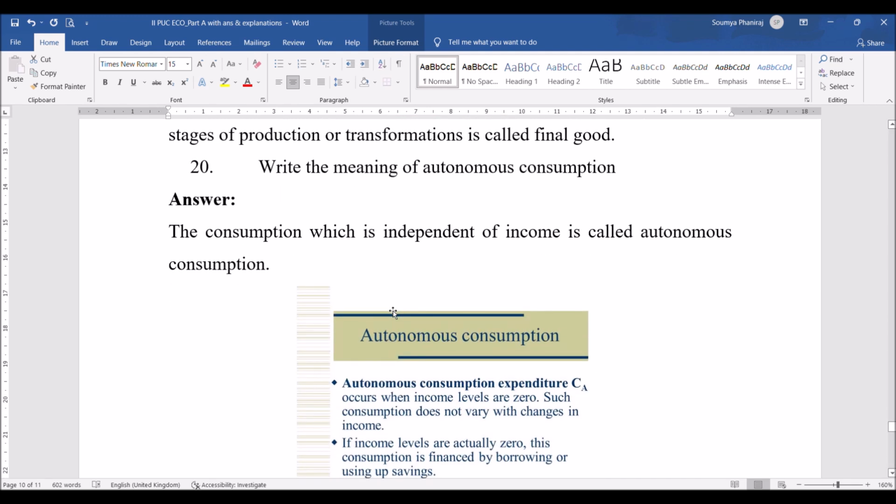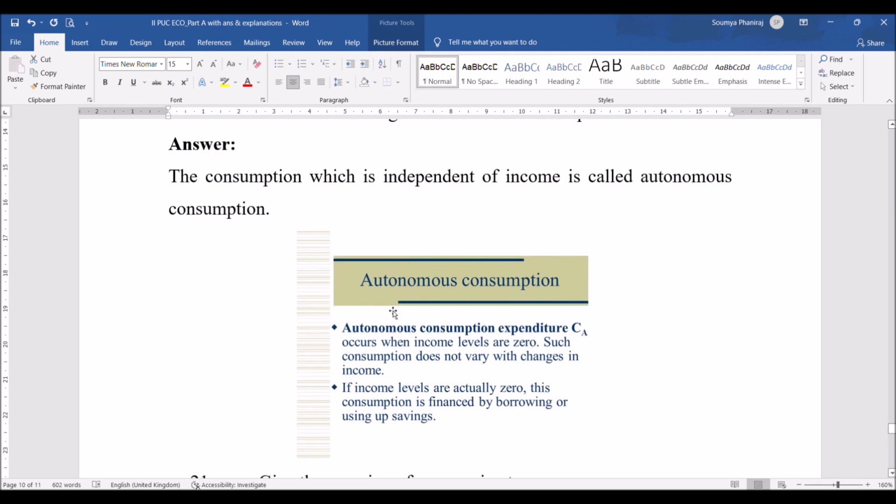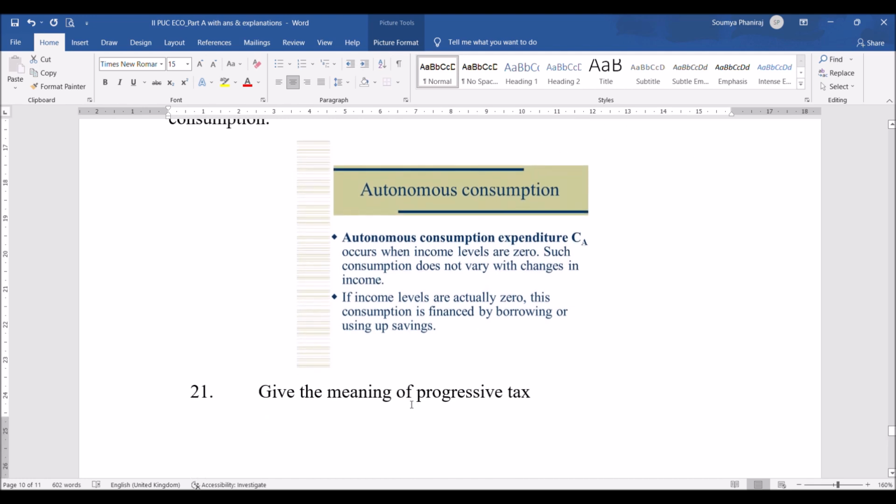Write the meaning of autonomous consumption. Autonomous consumption is that which is independent of income. There are certain inevitable expenditures that we do. They are all autonomous consumption expenditures. Even if the income level is zero, this consumption is financed by borrowing or using up our savings.